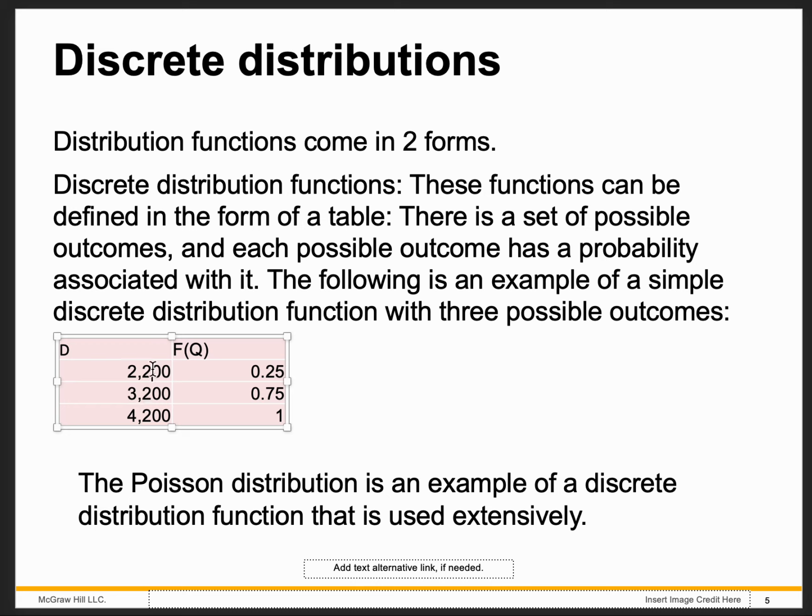Now, the Poisson distribution is a very common type of discrete distribution function, and that is also used extensively in scenarios like this. We'll come back to Poisson distributions later, or maybe I'll do a different video for Poisson distributions. But right now, think of the Poisson distribution as an example of a discrete distribution, right? Okay.